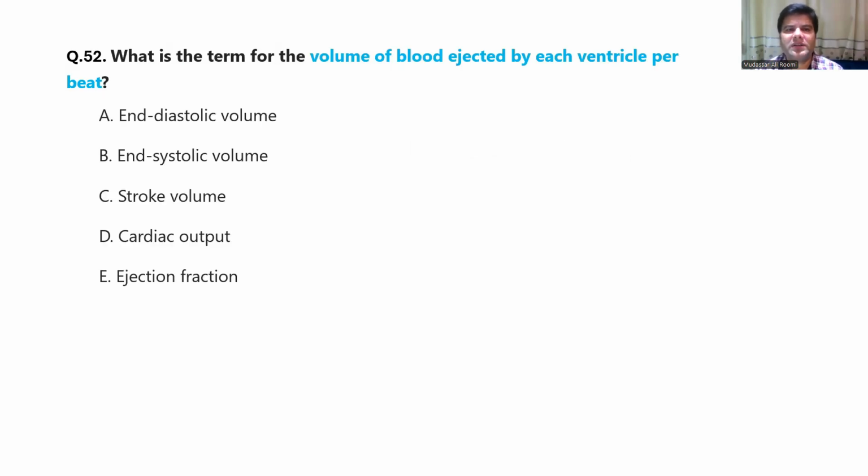Next question is, what is the term for the volume of blood ejected by each ventricle per beat? Options are A, end diastolic volume, B, end systolic volume, C, stroke volume, D, cardiac output, E, ejection fraction. And the answer for this is stroke volume. So the volume of blood ejected by each ventricle per beat is called stroke volume. Its resting value is about 70 to 80 ml per beat. This is the difference between end diastolic volume and end systolic volume.